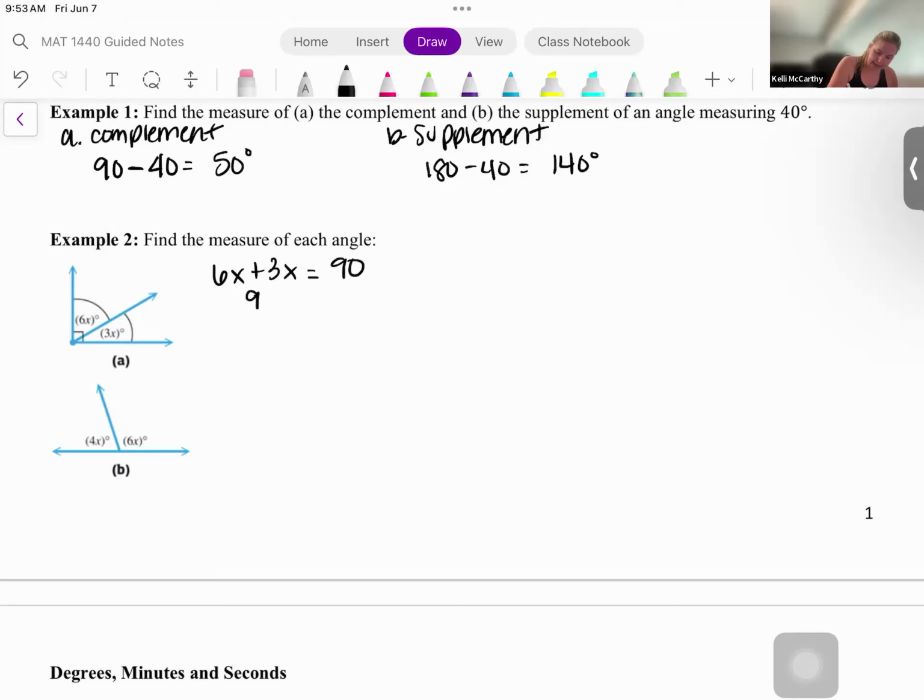6x plus 3x is 9x, which is equal to 90, and if we divide both sides by 9, x is equal to 10. Now, the directions asked us to find the measure of each angle, so be very careful. Make sure you're reading the directions carefully. So our first angle, 6 times 10, is 60 degrees. And our second angle, 3 times 10, is 30 degrees.